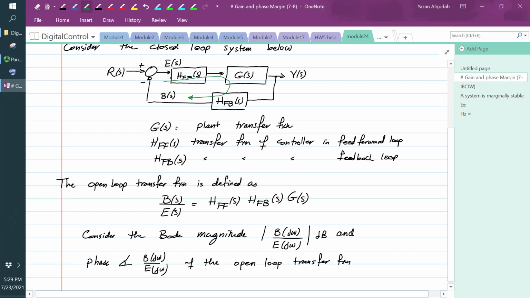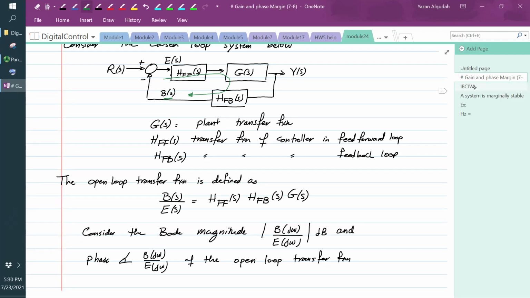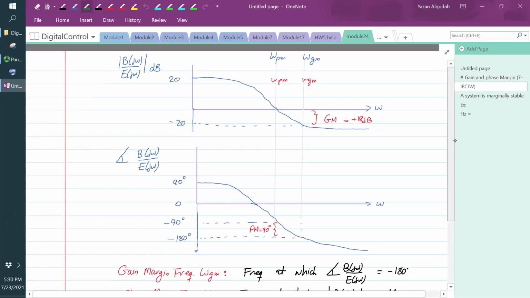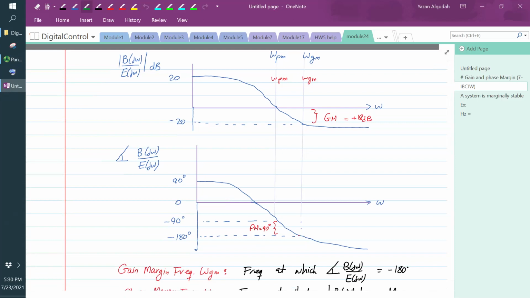Now this signal here that we're feeding back, if we call it B of S, then the transfer function between B of S over E of S is equal to HFF multiplied by HFB multiplied by G of S. Now if I take the Bode magnitude of B of j omega over E of j omega, and the phase of B of j omega over E of j omega of the open loop transfer function, that will give me the Bode plots that we need to determine the gain margin and the phase margin.